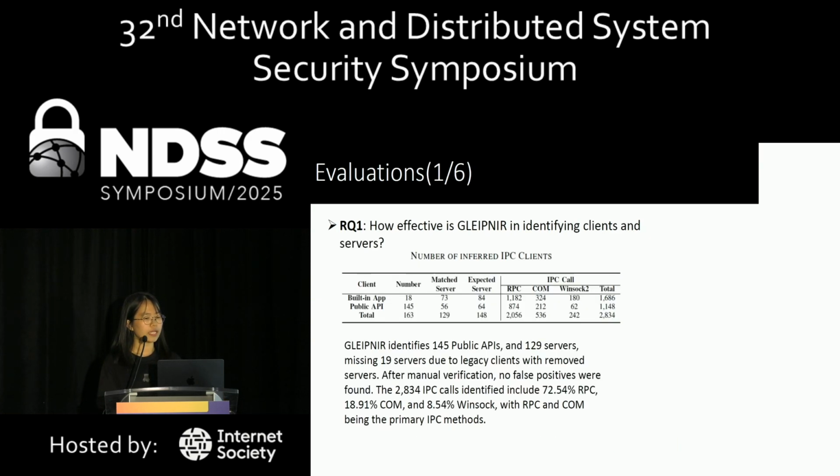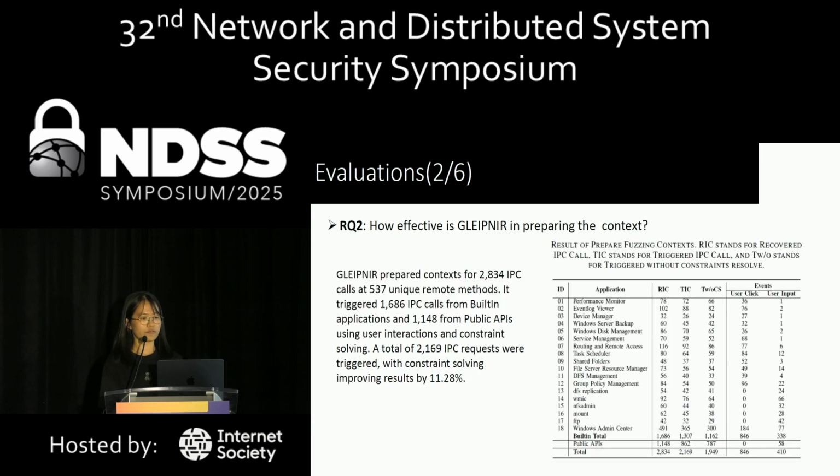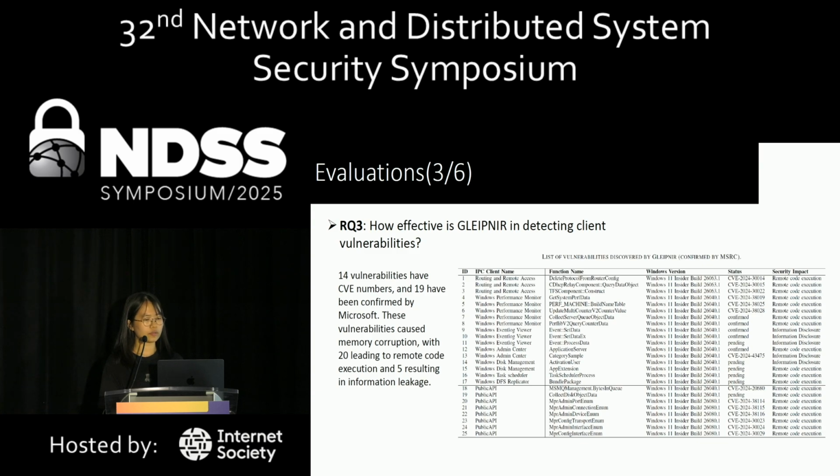For question 1, GLEIPNIR identified 145 public APIs and 129 servers out of a total of 2834 IPC calls. RPC and COM are the primary IPC methods. And for question 2, GLEIPNIR prepared context for 2834 IPC calls and more than 500 unique remote methods. A total of 2169 IPC requests were triggered. And for question 3, 14 vulnerabilities have CVE numbers and 19 have been confirmed by Microsoft. These vulnerabilities cause memory corruption, which can lead to remote code execution and information leakage.